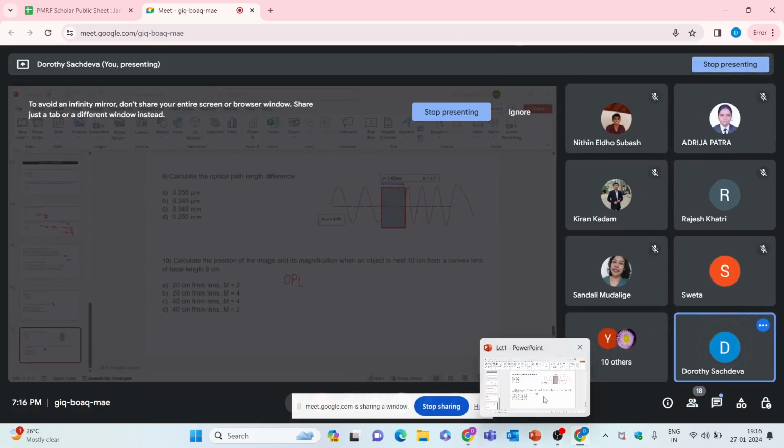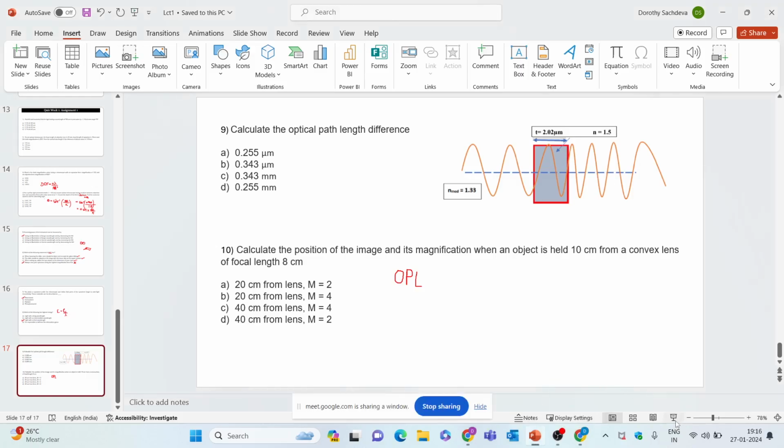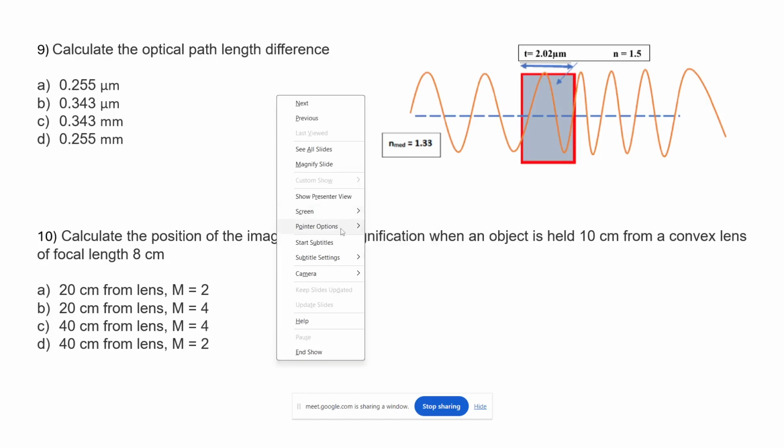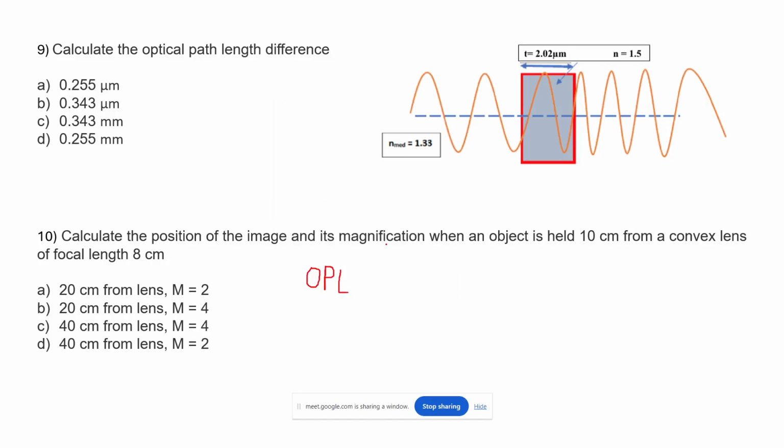Okay, we'll move to our final question. The final question is: calculate the position of the image and its magnification when an object is held 10 centimeter from the convex lens of focal length 8 centimeter.